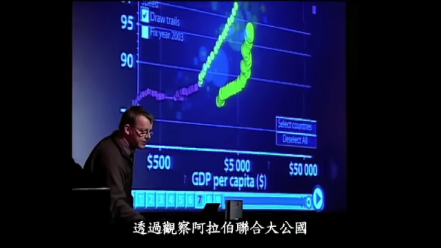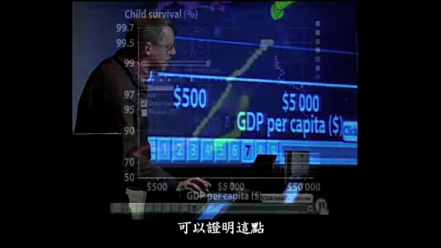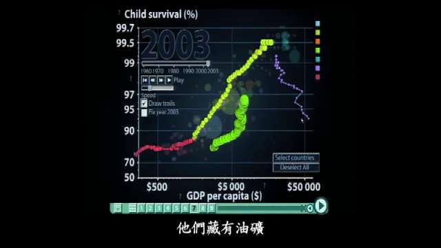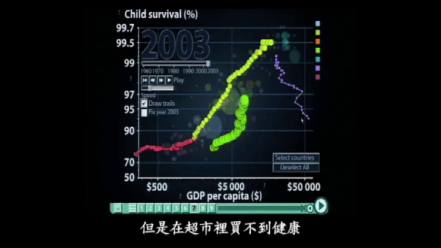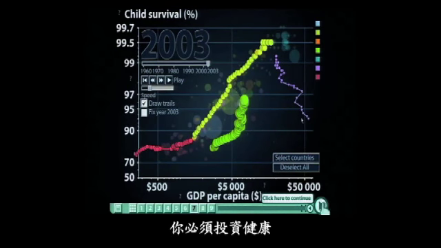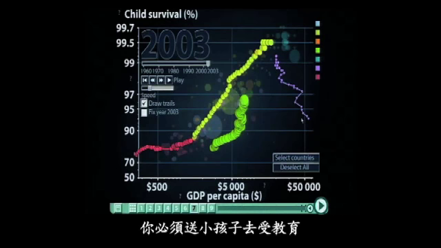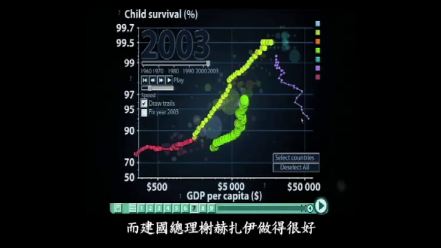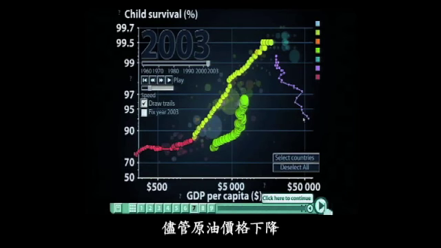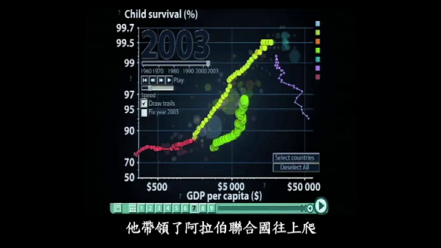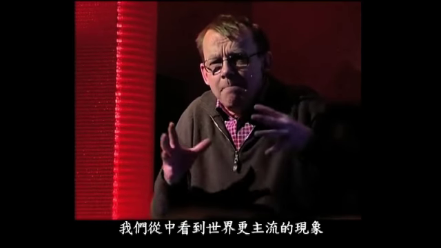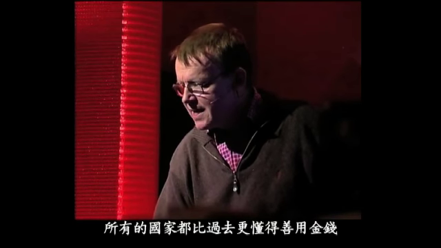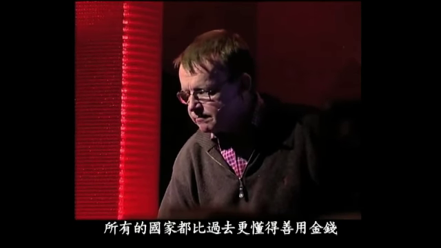And to show that, you can put on the way of United Arab Emirates. They came from here. A mineral country. They catch all the oil, they got all the money, but health cannot be bought at the supermarket. You have to invest in health. You have to get kids into schooling. You have to train health staff. You have to educate the population. And Sheikh Zayed did that in a fairly good way. And in spite of falling oil prices, he brought this country up here. So we got a much more mainstream appearance of the world, where all countries tend to use their money better than they used in the past.